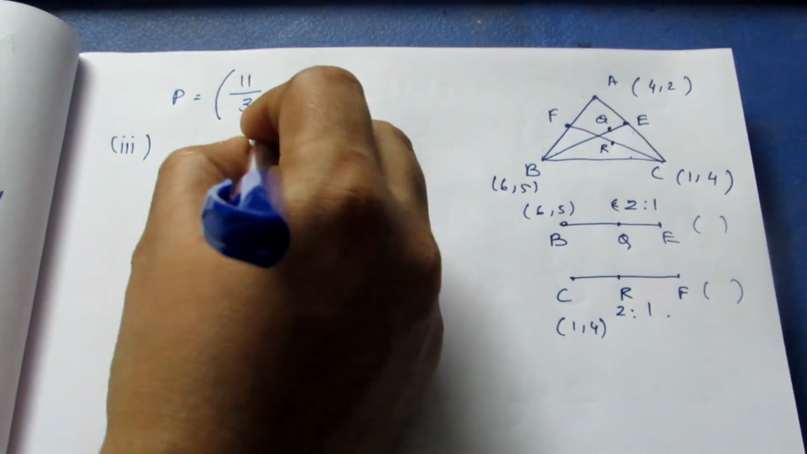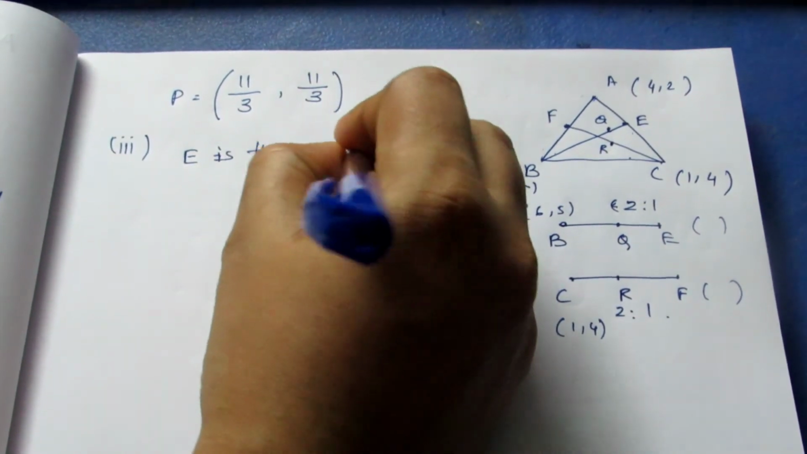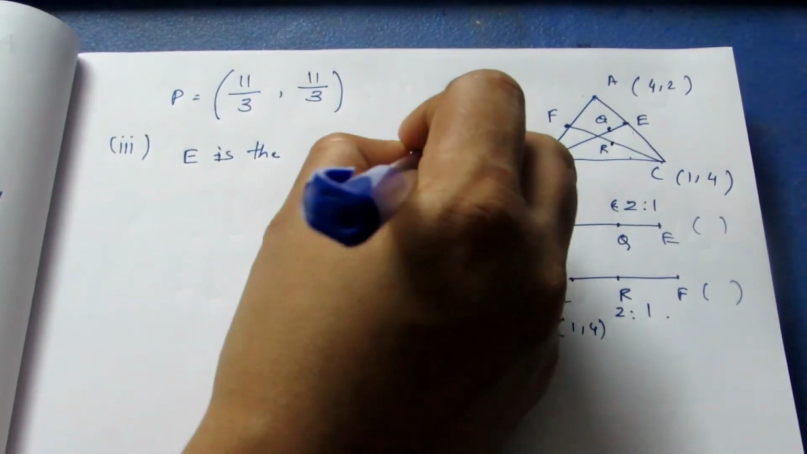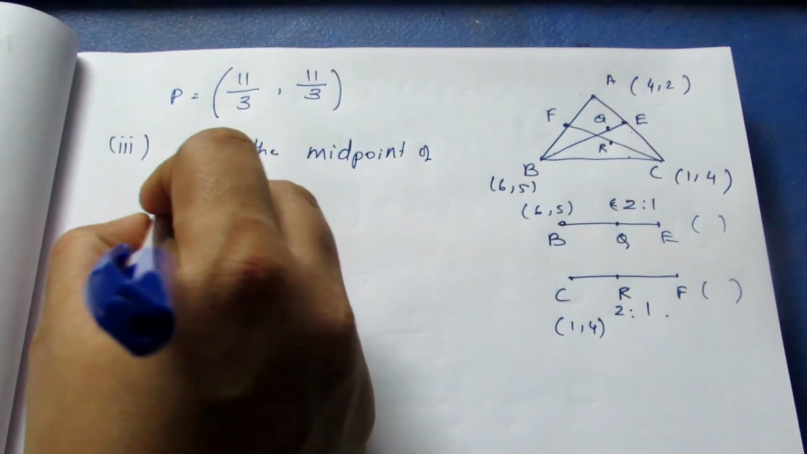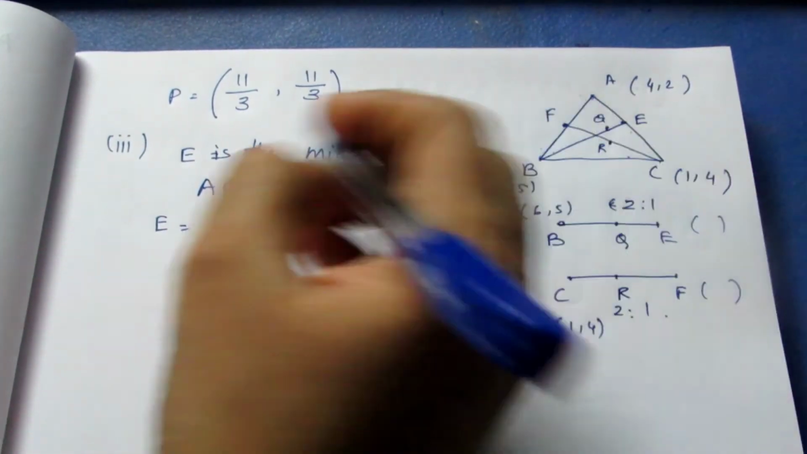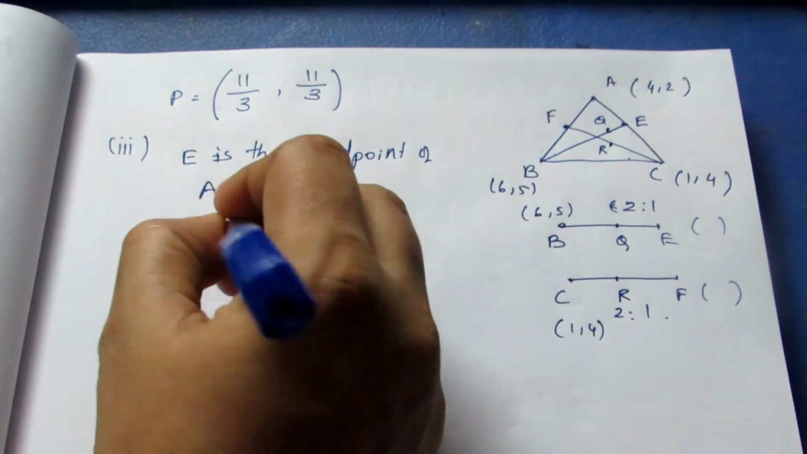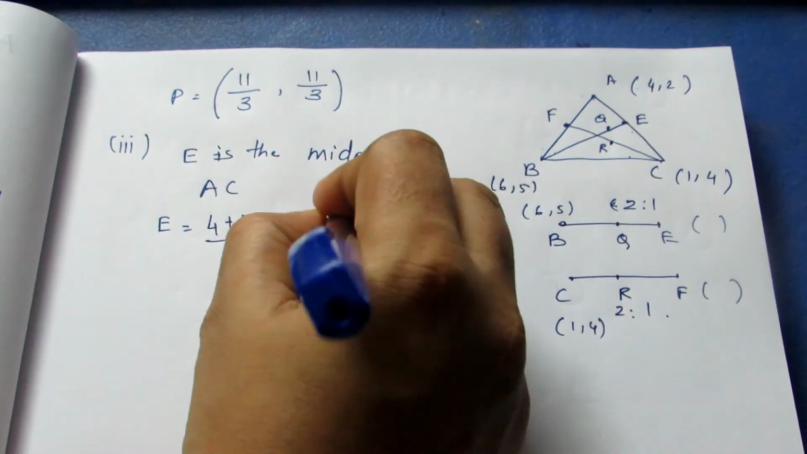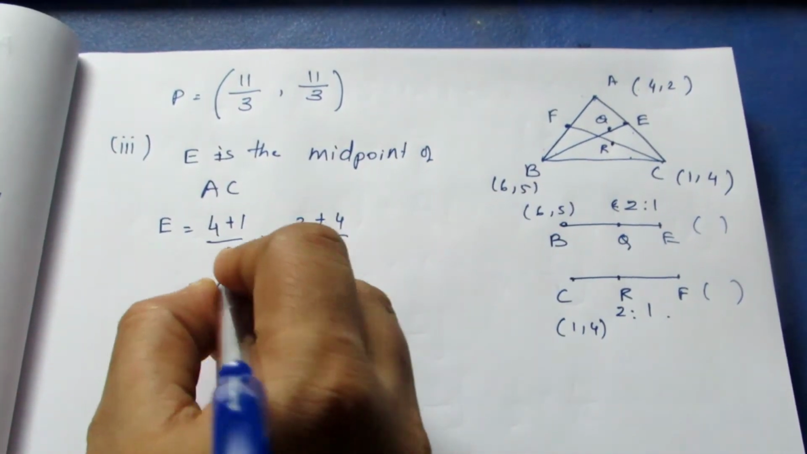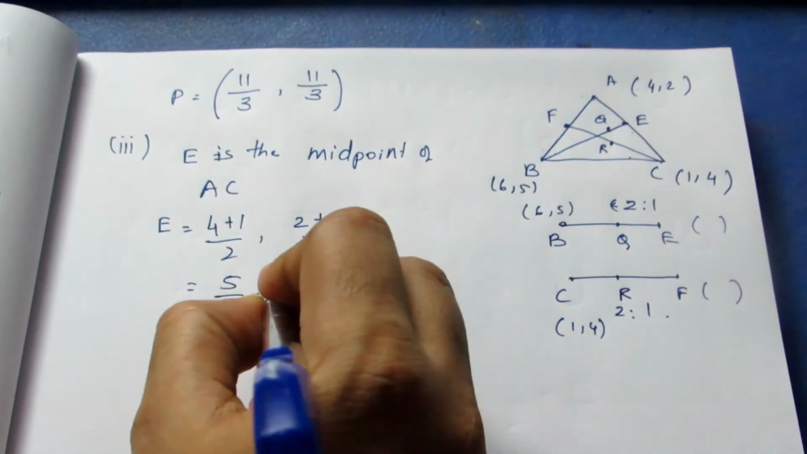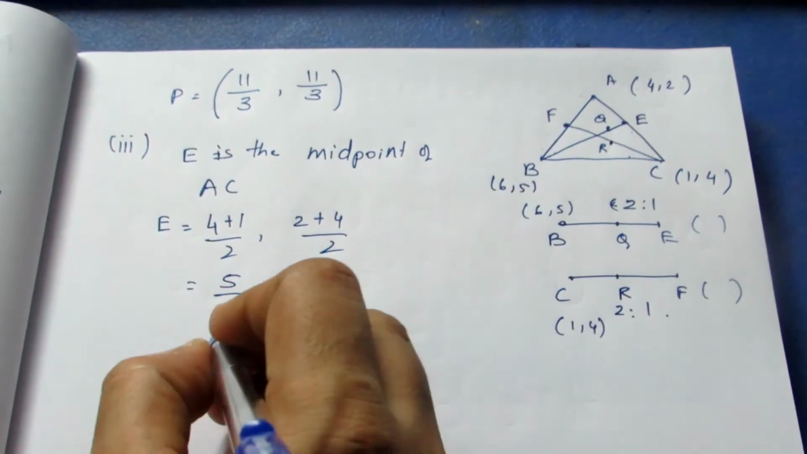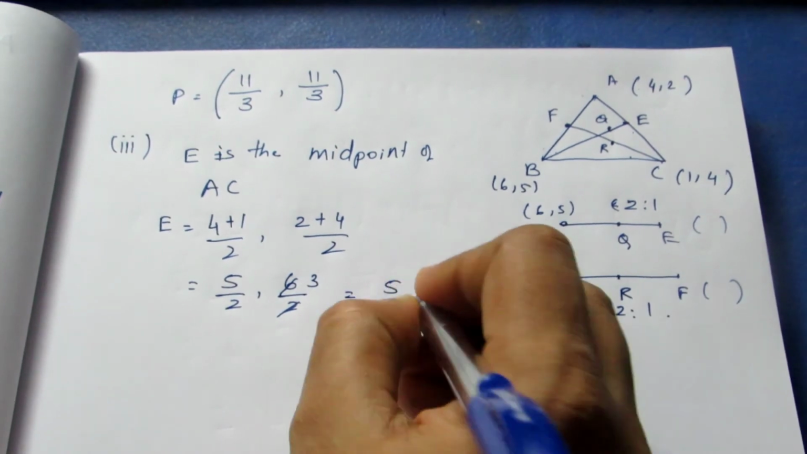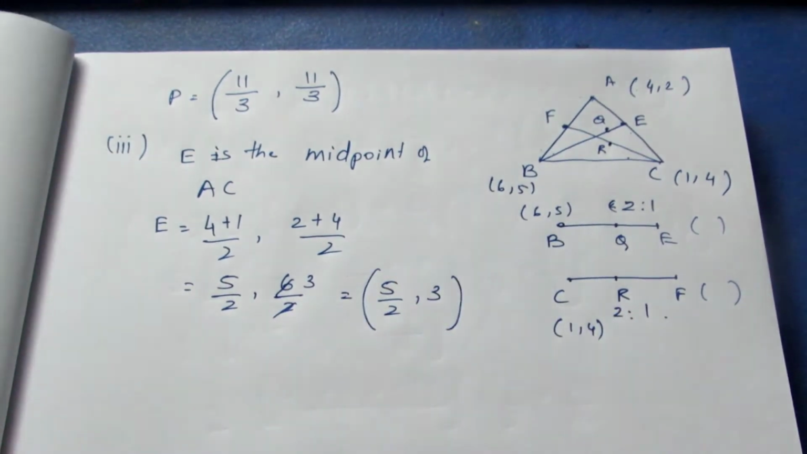E is the midpoint of AC. So E is equal to x2 plus x1 by 2, so first one plus first one by 2, comma, second one plus second one by 2. So this becomes 5 by 2 and 6 by 2. You can cancel this. So 5 by 2, 3 is the point E.